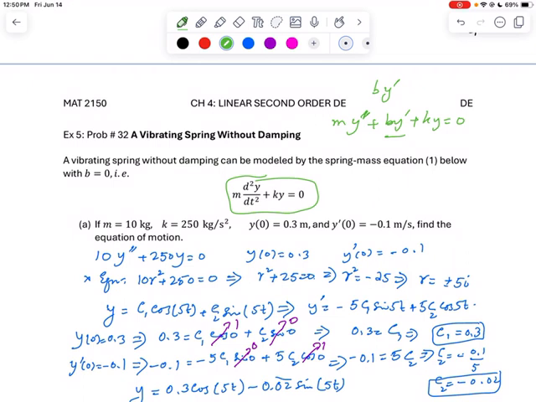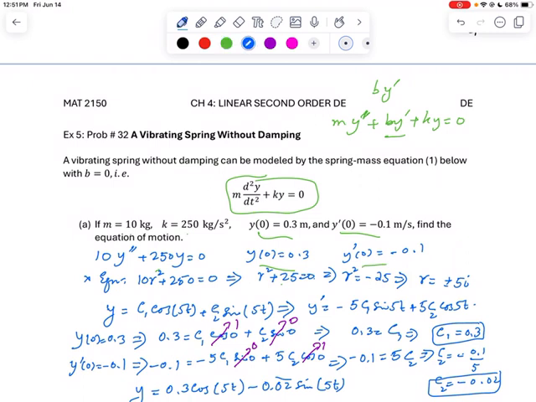Now the question is saying that if m is equal to 10 and k is 250, and these are the initial conditions, find the equation of the motion. So we start by just plugging in the values and going from there. So we get 10y double prime plus 250y is equal to 0. And these are the initial conditions.